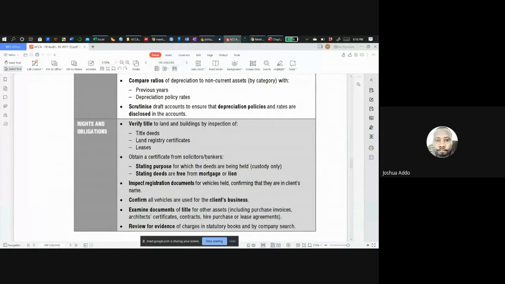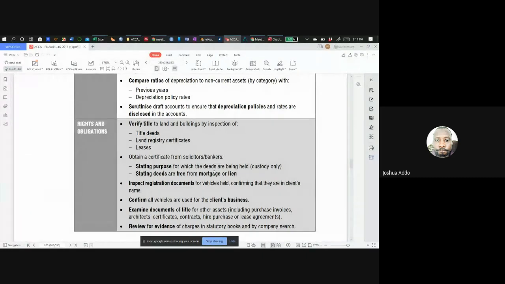Obtain a certificate from solicitors or bankers stating the purpose for which the deeds are being held. Custody only. Stating deeds are free from mortgage or lien. So in some particular situations, maybe these documents may be in the possession of lawyers or bankers. You can obtain evidence from them regarding issues surrounding their rights and obligations. Inspect registration document for vehicles. It's about rights and obligations. You say that thing, you possess it substantively, you own it. We are checking it. Inspect registration document for vehicles and land. Vehicles held. If the vehicle is for you, there's no question about the fact that you own it, and that if it is part of the non-current assets, it is right.